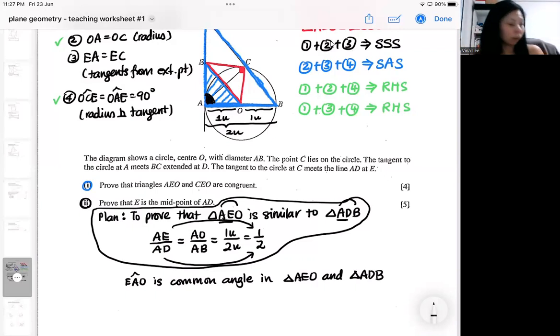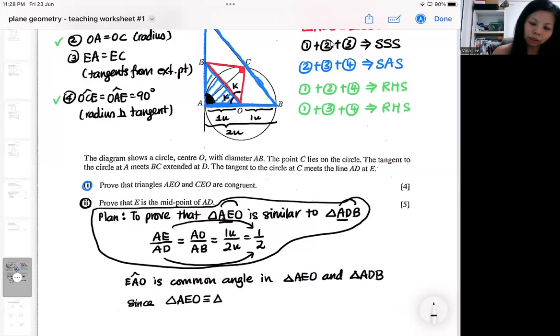So I'm going to make use of the congruent triangle. Because of the congruent triangle that we had previously, I will know that these two angles are the same. So you can assign an algebra to indicate that these two angles are the same. And if you need to explain, you can explain since triangle AEO is congruent to CEO, then these two corresponding angles will be the same. It's actually easier if you assign an algebra.